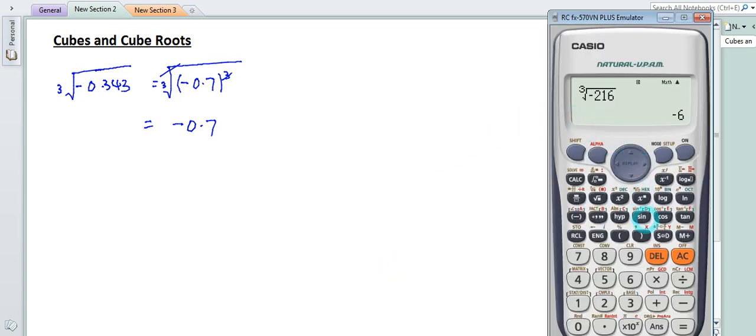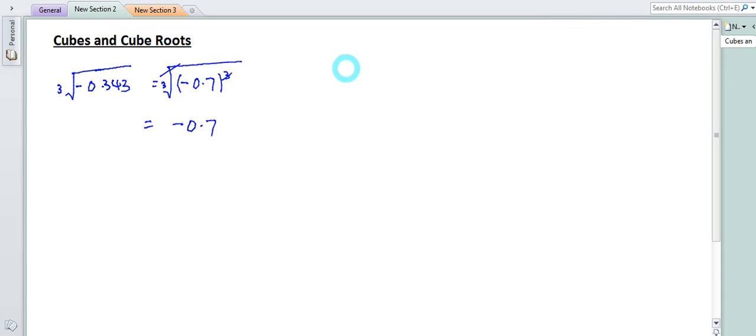If you want to check, you want to use a calculator, it will be like this: negative 0.343. Press equal, you get this one. If you want to change it to a decimal, you get negative 0.7. So how about fractions which involve mixed numbers?